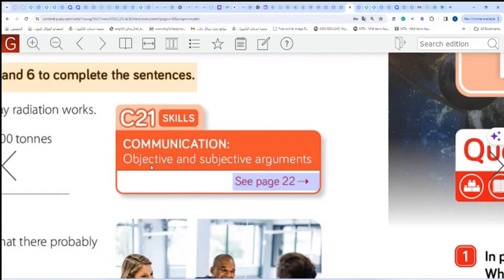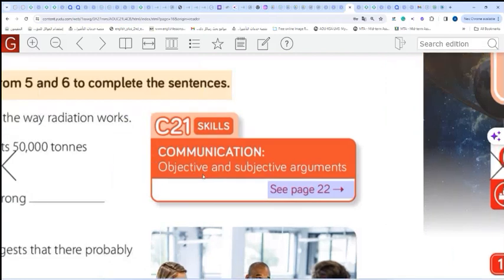So objective here means based on facts. Just facts. But when you say something that belongs to your own point of view or your own opinion or your own feelings, this could be subjective. When you say, for example, I think, this is a subjective statement or argument. Do you understand? Or when you say, for example, in my opinion, it also means that this is a subjective argument.